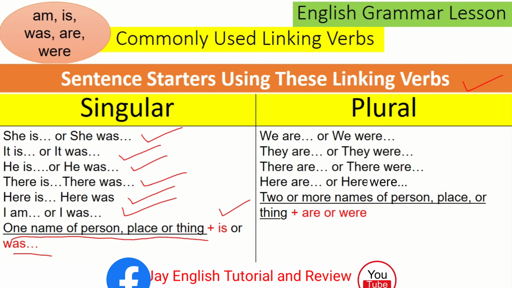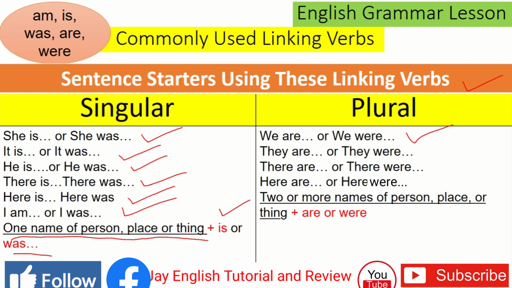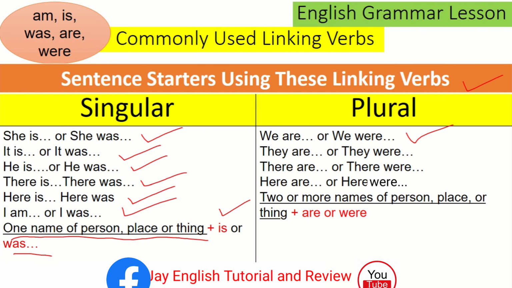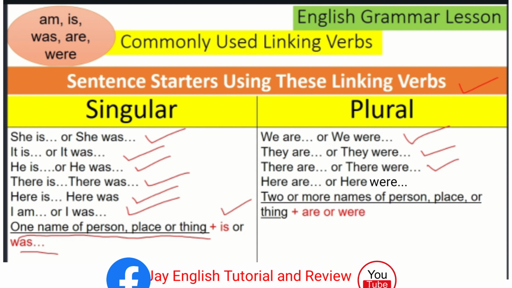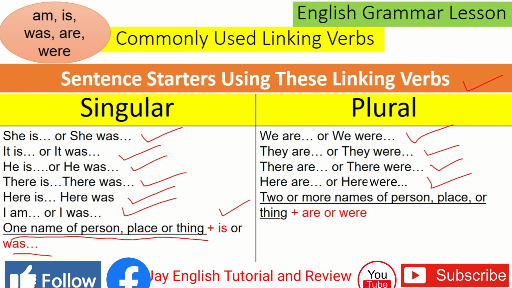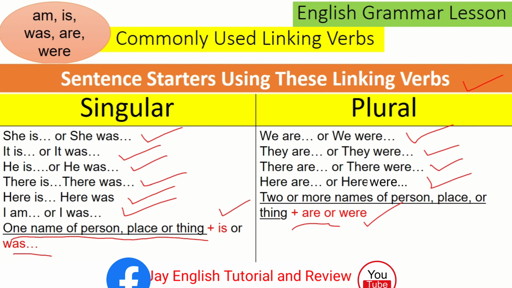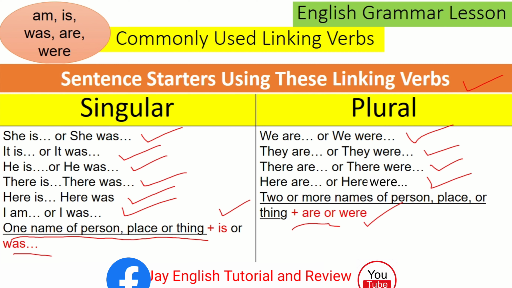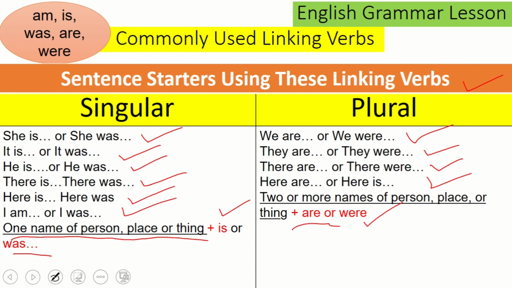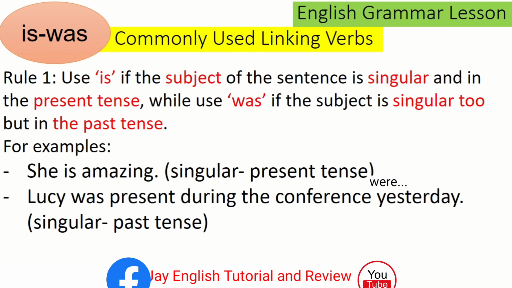How about for the plural sentence starters? You can begin your sentence by saying we are or we were for past tense, they are or they were, there are or there were, here are or here were. Then two or more names of person, place, or thing plus are or were for the past tense. And these are just some of the sentence starters, or you may begin your sentence using these sentence starters.